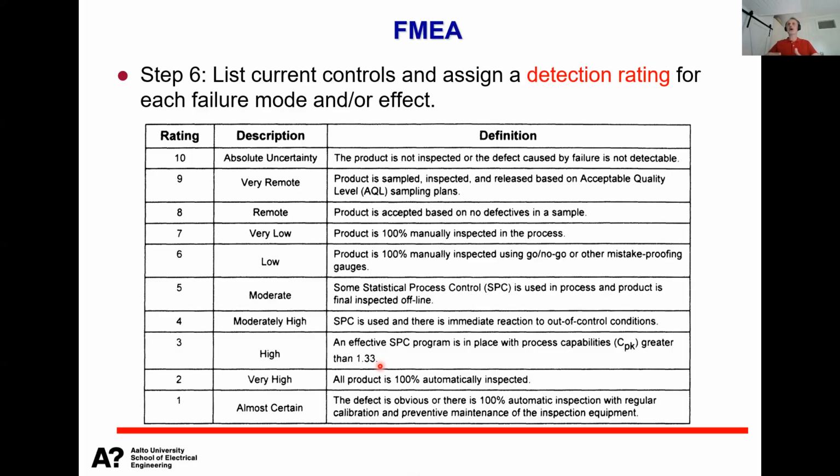And then you do some kind of testing of the product. Now you think, would this test find 100% of those failures which could cause the problem? Then you assign 1. If it's a failure which you would never find in this test, then you assign 10. And if there's a high probability that you will find this defect during the testing, then you are somewhere here.